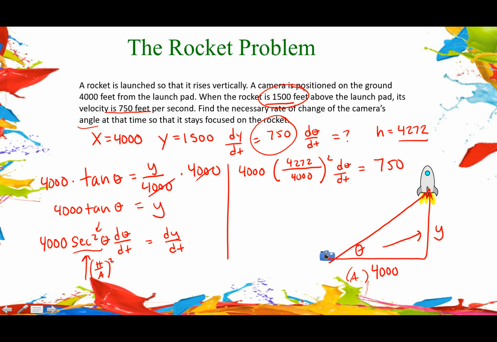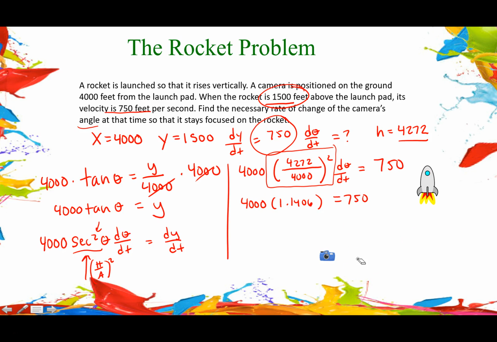All right, so what's kind of cool in this problem is the 4,000s cancel. Actually, that's not true, right? Because we've got squared. Silly goose of a Miss Sorensen, eh? So let's just go ahead and find this answer first. We get 4272 divided by 4,000. Square that. That gives me a 1.14. So I get 4,000 times a 1.1406 equals 750. Okay, next step is going to be to divide by this whole mess.